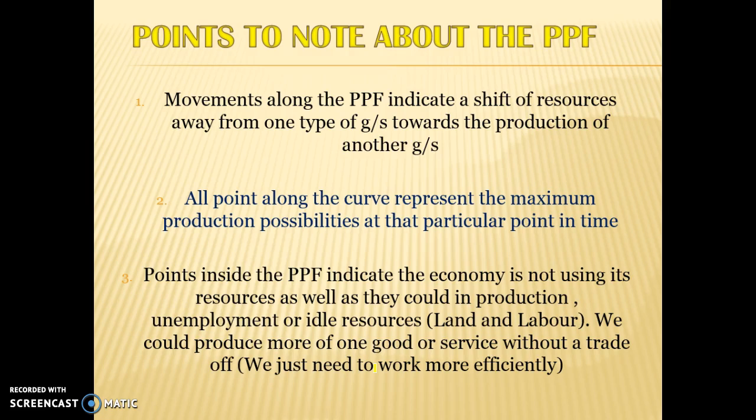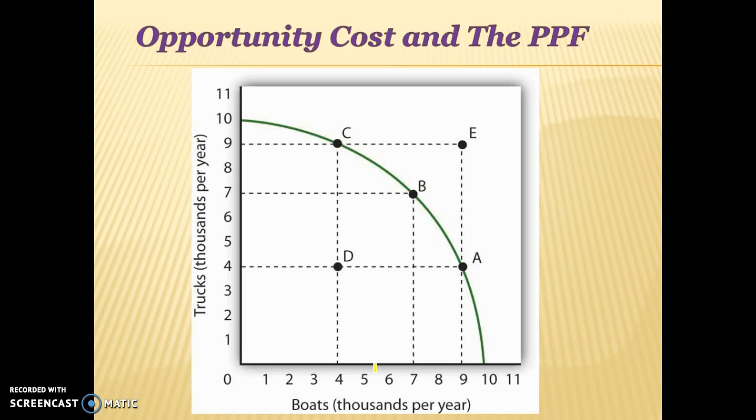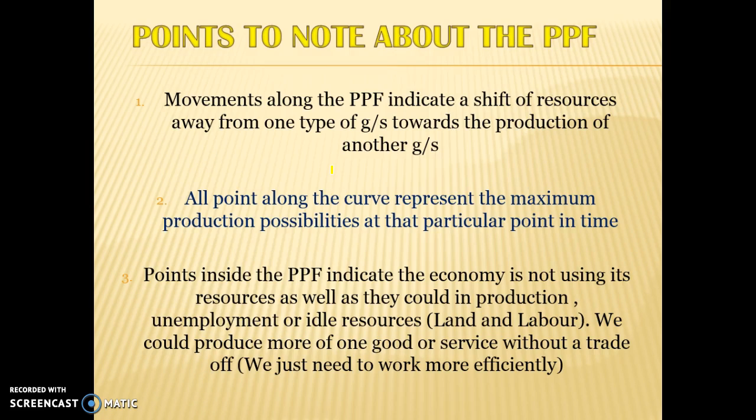Points to note about the PPF: movements along the PPF indicate a shift of resources away from one type of production to the other. So if we move to the right, in this example here, we're producing more boats. So if we move from point B to point A. If we move from point B to point C, then we're shifting away from boats into trucks.